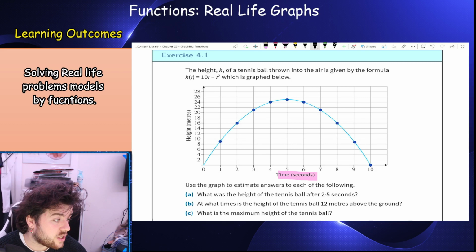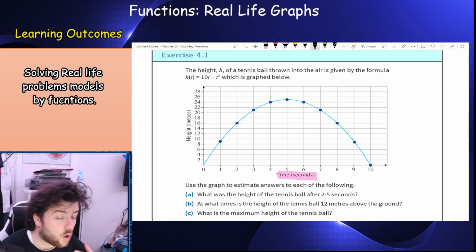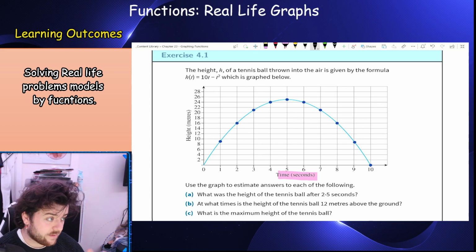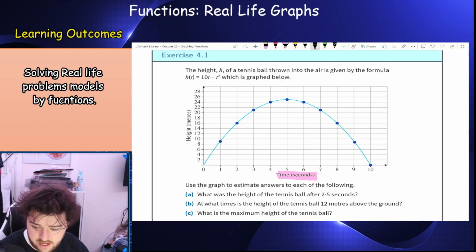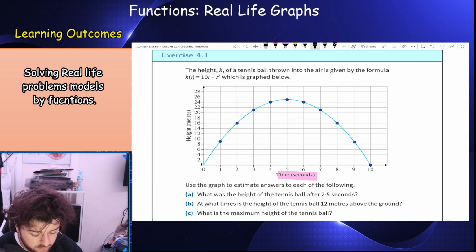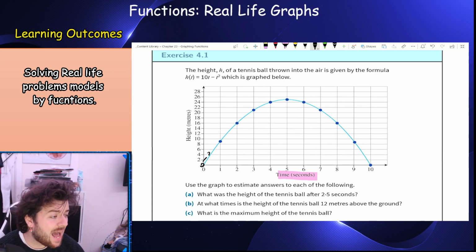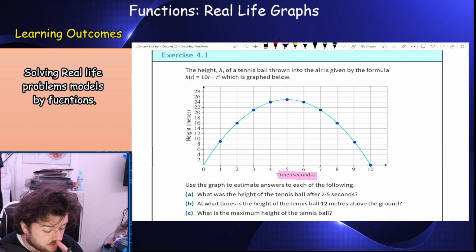So this is a question that you would be doing if you go on to applied maths and leaving cert, but this is a very more simplified version for the junior cycle exam. So basically what's happening here is a little tennis ball is being thrown in the air, and after 5 seconds I'll be able to calculate what the height would be. So let's see what question they asked here.